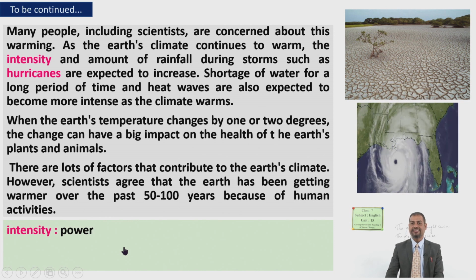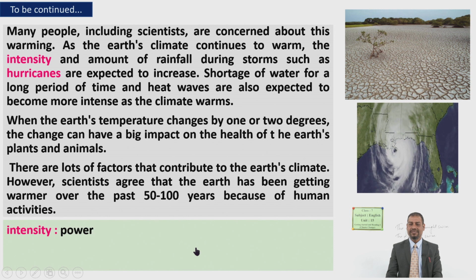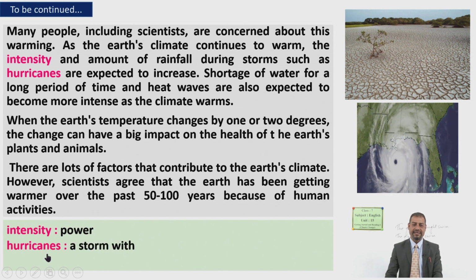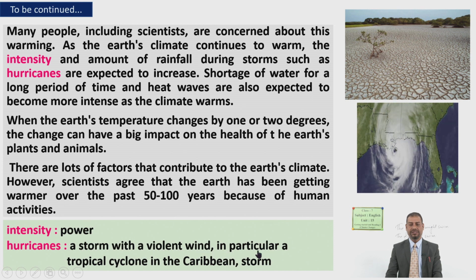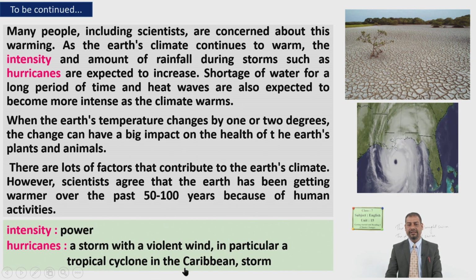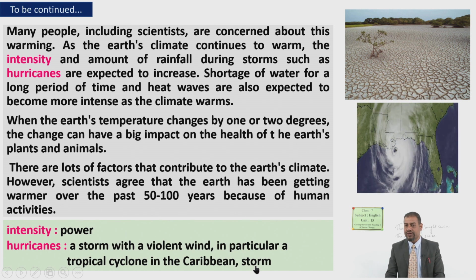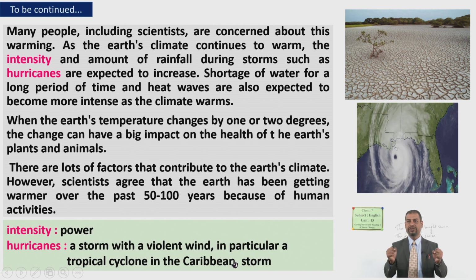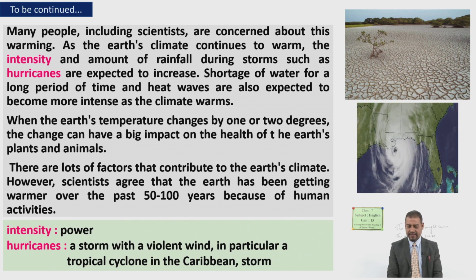So hurricanes, what does it mean? I have shown you the picture here of a hurricane. So what does it mean? Okay, it means a storm with a violent wind, in particular a tropical cyclone in the Caribbean, or you can understand it as a storm. It is a strong wind that can bring destruction, okay.